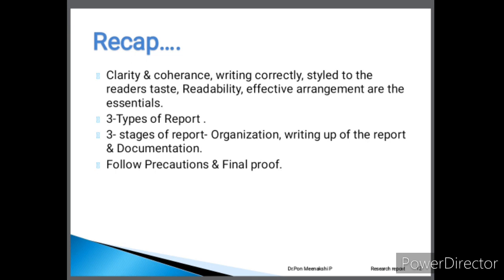Let me conclude this session with a small recap. There are 5 basic things necessary: clarity and coherence, writing correctly, style to the reader's taste, readability, and effective arrangement. There are three basic types of report: popular report, report for the administrator, and technical report. Three stages of report: organization, writing up of the report, and documentation. All researchers should follow precautionary measures and do some final proof. I hope you all understand how to prepare a research report.